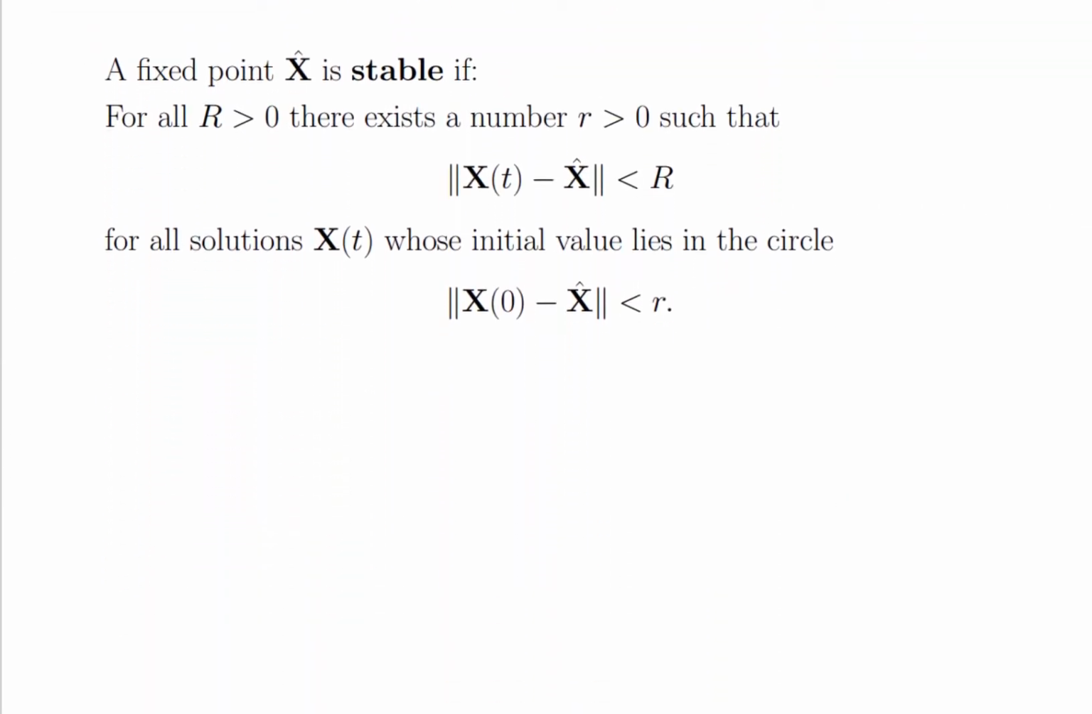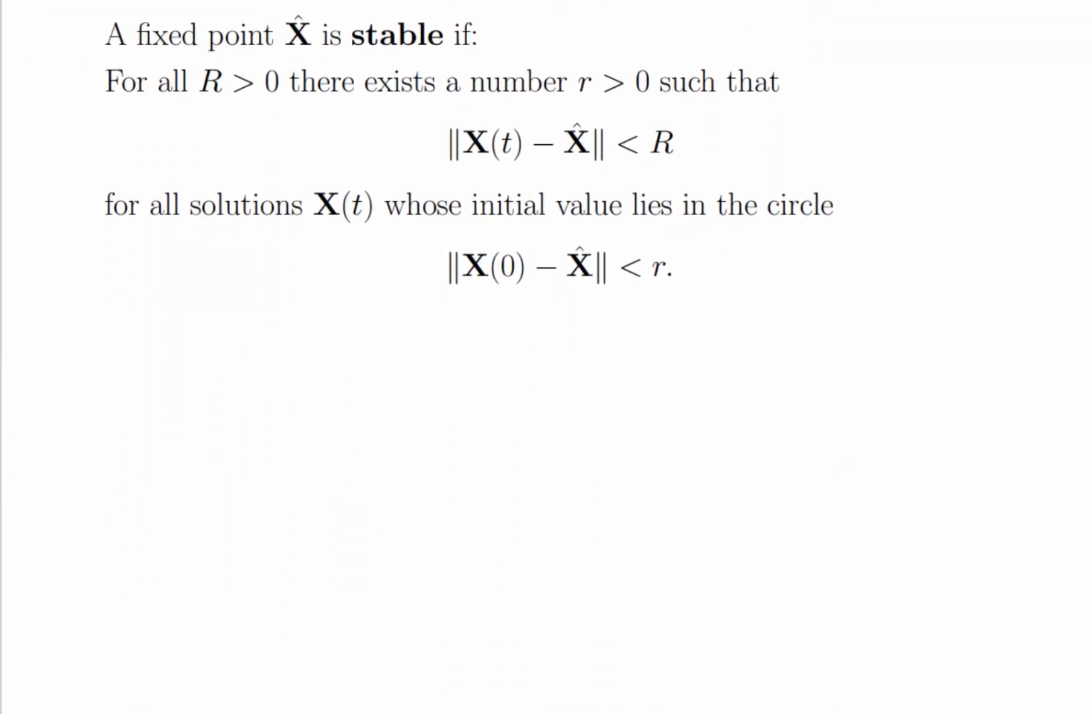So here we are. And I'll draw a picture which will explain this rather slightly complicated definition. The definition says, a fixed point x hat is stable if for all big R there exists a number little r such that your distance from your solution to the fixed point always stays less than big R for all solutions that start closer than little r. So let's draw a picture to explain this rather complicated definition.